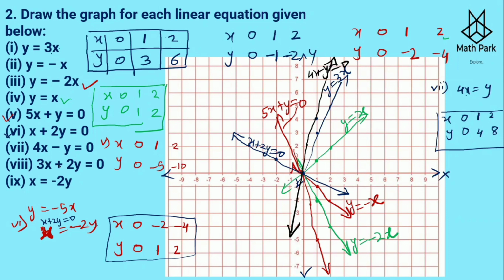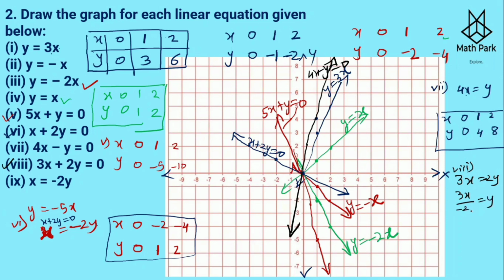Now we are left with 3x plus 2y is equal to 0. This is the eighth one, 3x plus 2y is equal to 0. So this becomes 3x is equal to minus 2y. So 3x upon minus 2 is equal to y.